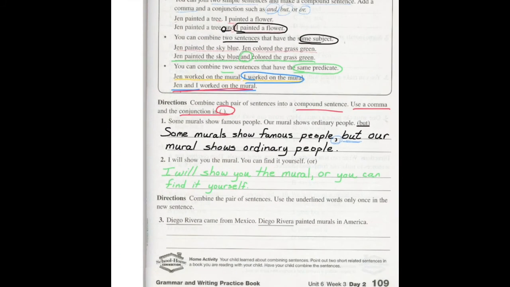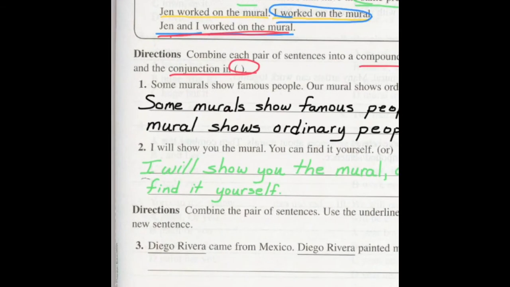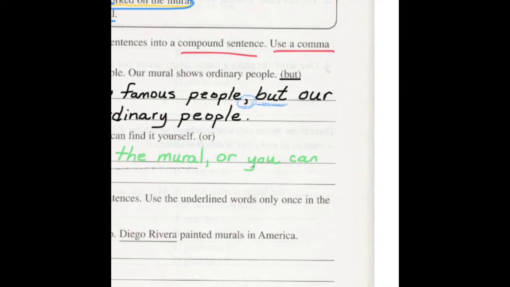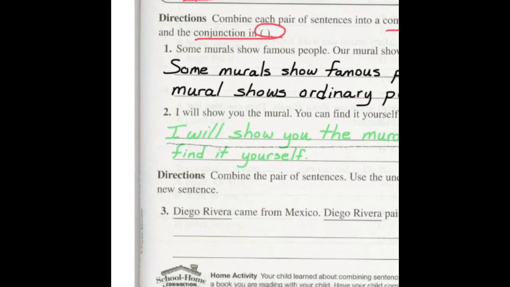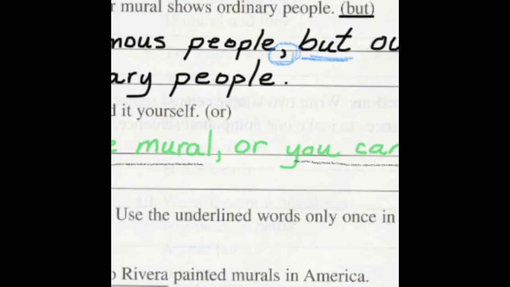And by now you should be able to explain why I have the comma before the conjunction. Okay? The reason I have the comma before the conjunction is that this part, I will show you the mural, and this part, you can find it yourself, both of them are complete sentences on their own, and since that is the fact, then this part right here is needed, the comma and then the conjunction.